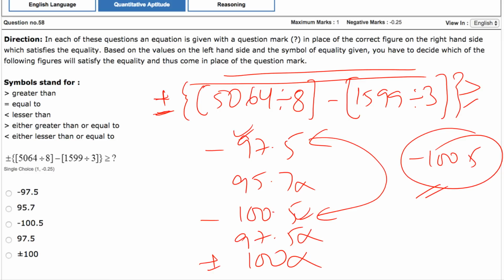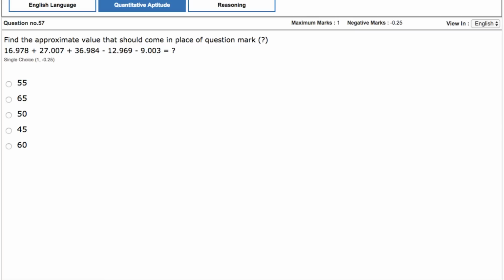I hope this is clear. This was a new type they experimented. It was fairly simple. Yes, Saurabh Chauhan, now with a smiley, you are right. Very good, Vivek. If you got it in 5 seconds, very happy. Now let's move to the next question.